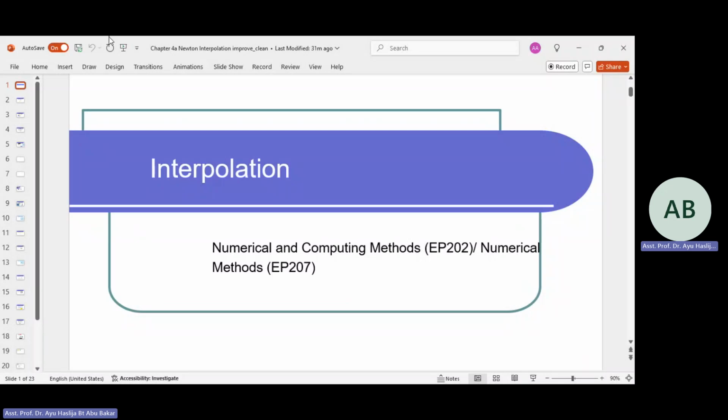It is to identify a value between two values.